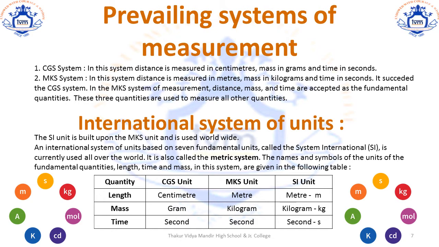Later on, an international system of units built upon the MKS unit was devised and is now used worldwide. This international system of units is based upon 7 fundamental units called the System International. It is also called the metric system. The names and symbols of the units of the fundamental quantities length, mass and time in this system are mentioned in the picture, 3 of which are mentioned in the following table.